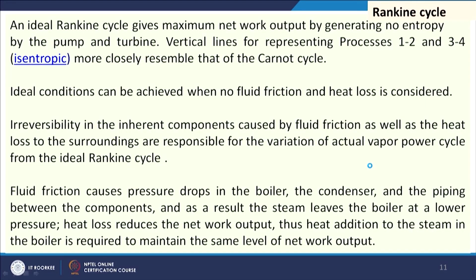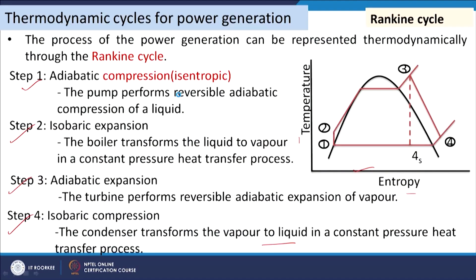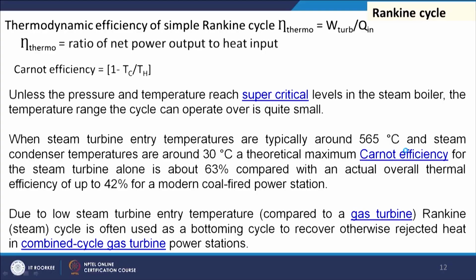So, what do we see from this? We see that the ideal condition can be achieved when no fluid friction and heat loss is considered. So, this is the dotted line, the ideal one, but this does not happen in reality because of loss due to friction. So, fluid friction in the boiler and pipelines etc. reduces the energy, and we need to provide additional energy to maintain it.